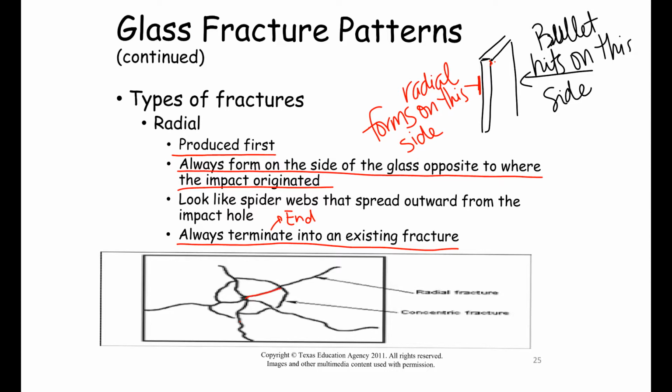On this diagram, these will be your radial fractures. They're kind of diagonal. They start in the middle and they move outward from the middle of the gunshot. All the ones that I outlined in red, those are your radial fractures.